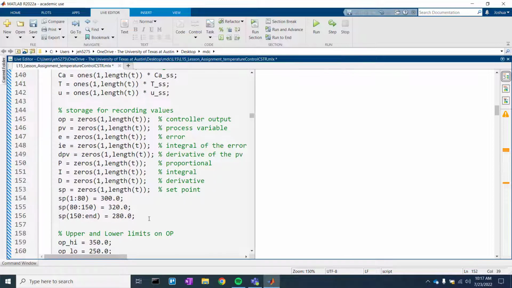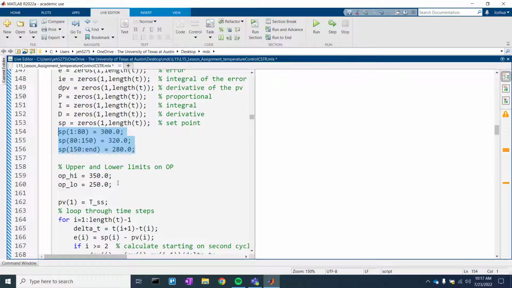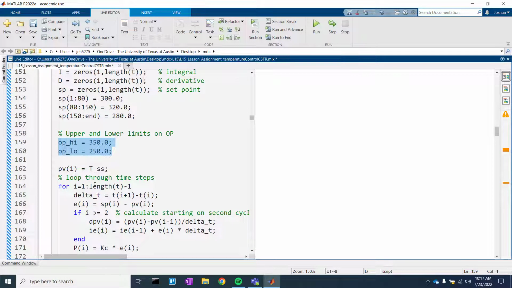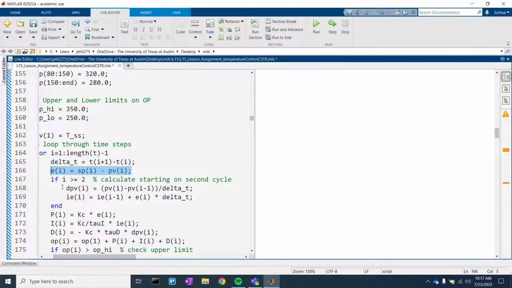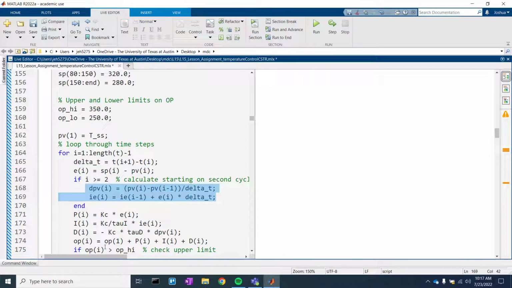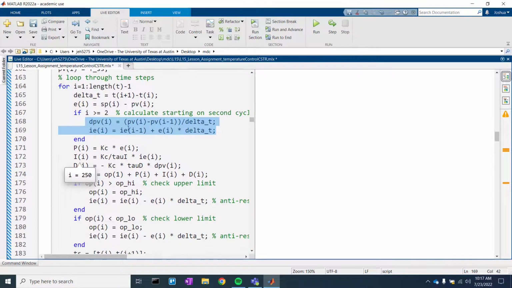And finally, we have our set point, which we initialize to 300, 320, and 280 to do a little bit of a step test. Then we have some limits for our output, and we go through and do what we've done many times now, where we calculate the change in time, we calculate the error. If we have more than 1 point, we'll go ahead and calculate the derivative of error and the integral of error. Notice it's actually the derivative of the process variable, so we'll use the negative of this within our derivative equation. And then we calculate the proportional, integral, and derivative portions, as well as the whole PID equation.